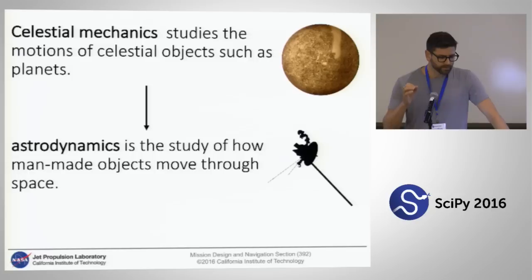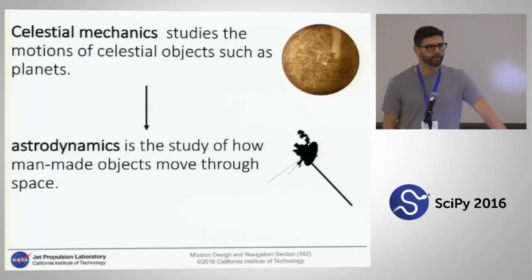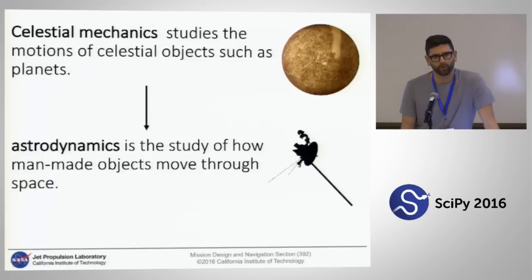So MONTE is particularly well suited for astrodynamics, but it can also be used in a more general sense for celestial mechanics. So the Solar System Dynamics group at JPL is a group responsible for publishing the trajectories of all the major bodies in the solar system, including the satellites and comets and asteroids and things like that. And they're using MONTE for some of their work, so it generalizes pretty well.